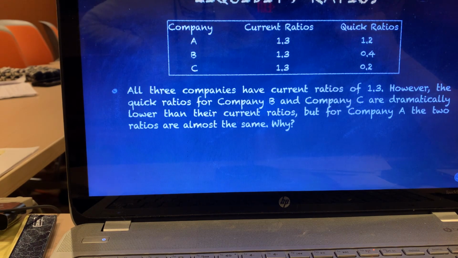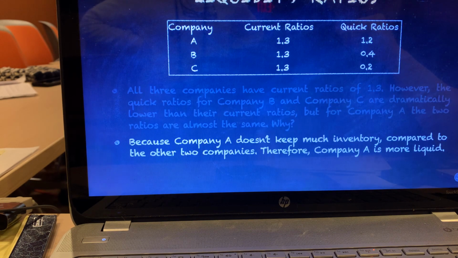But for Company A, the two ratios are almost the same. Why? The reason is because Company A does not keep much inventory compared to the other two companies. Therefore, Company A is more liquid.